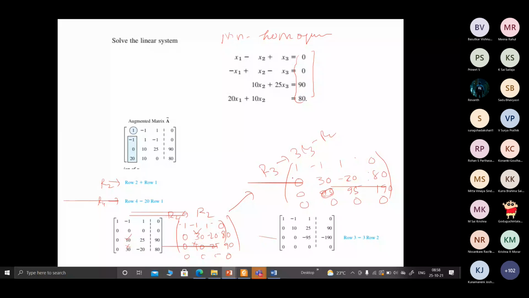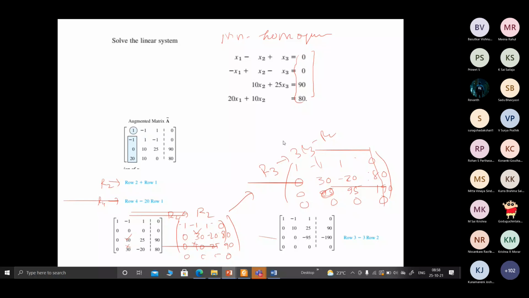Now, what is the rank of AB? AB is this entire matrix. The rank of AB is 3. What is the rank of A? 3. How do you get the rank of A? From this only. You hide this column and see how many non-zero rows are there. 3 only. So therefore, this system has a solution.